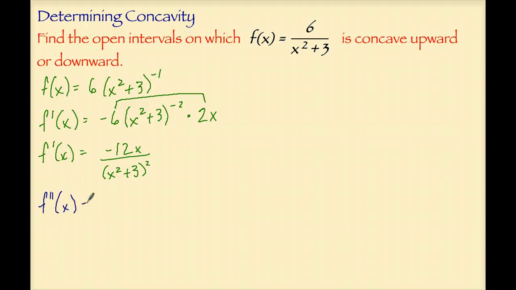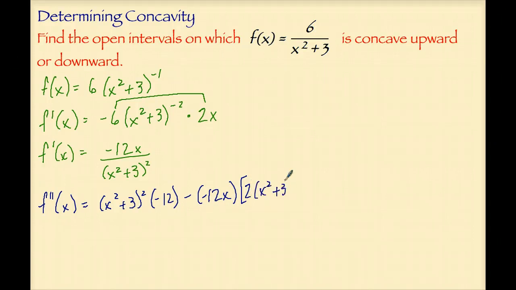So it will be the denominator, x squared plus 3 quantity squared, times the derivative of the numerator, which is negative 12, minus the numerator, negative 12x, times the derivative of the denominator, which is 2 times the quantity x squared plus 3 to the 1 power times the derivative of what's inside, which is 2x. And of course, all of this is over the denominator, x squared plus 3 squared, which now makes this to the 4th power. I'm going to factor out a few things.